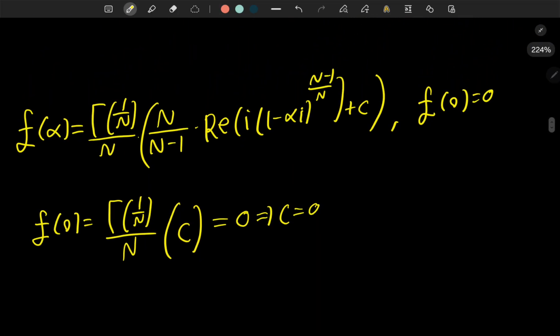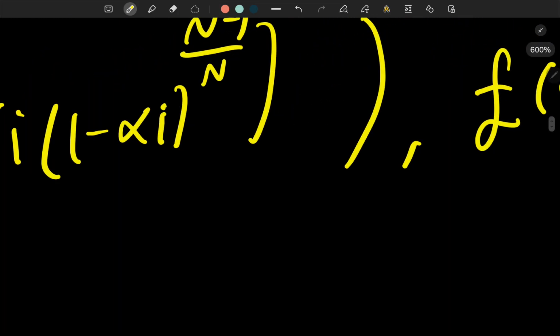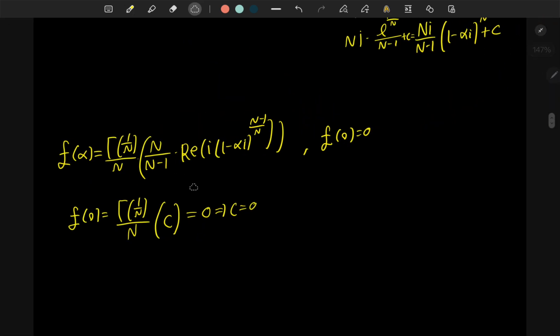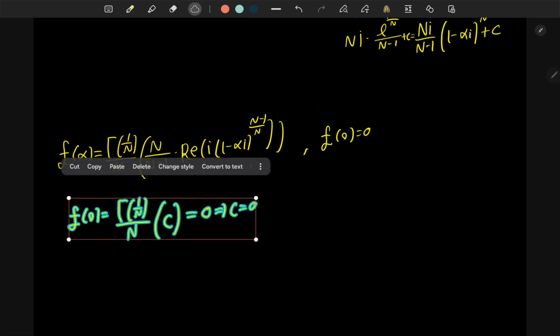Okay. So we can just get rid of this right here. C is equal to 0. This is very nice. Very, very nice.